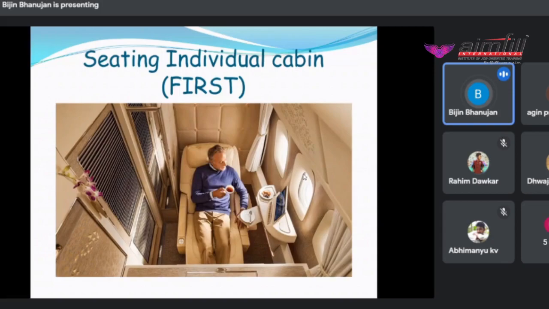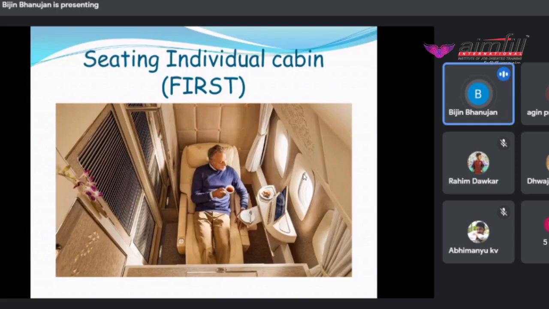The food priorities will be different. You will have more service, and this probably will cost you something from Trivandrum to Dubai for these first class seats. It will cost something around 2 to 3 lakhs.